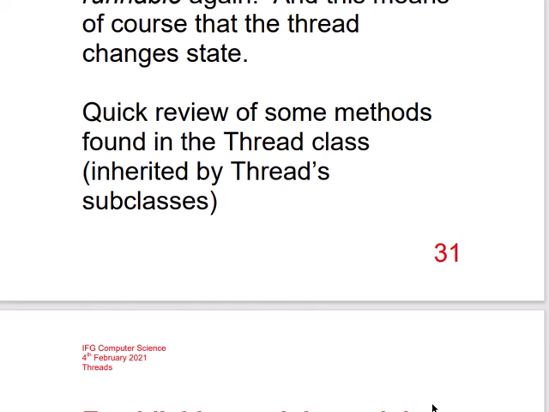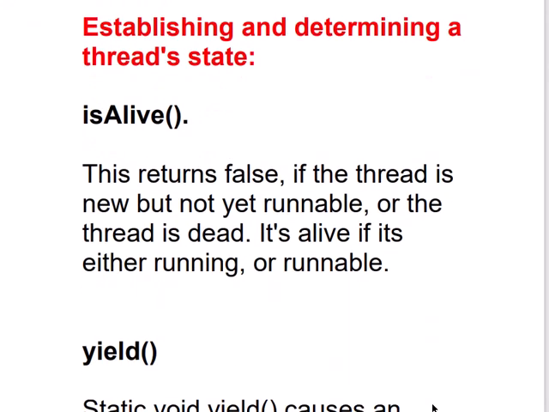So a quick review of some of the methods found in the thread class, which are all inherited by thread subclasses, are the following. isAlive. You can test to see whether a thread is runnable, or in fact whether the thread has died. I mean, it's possible to do that. It might be important for you to find out. It's alive if it's either running or runnable. So isAlive will return true or false.